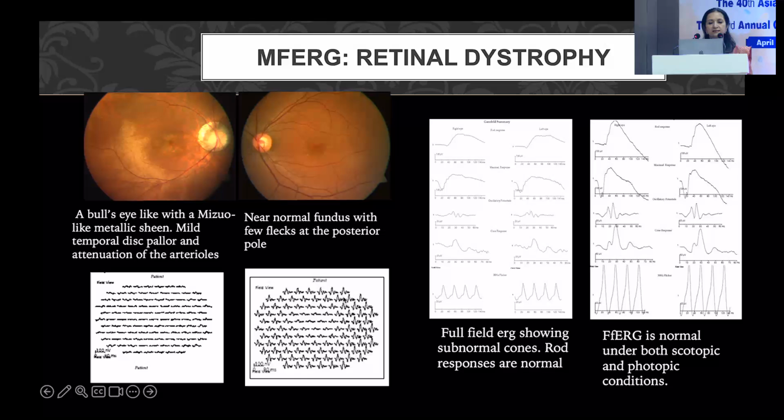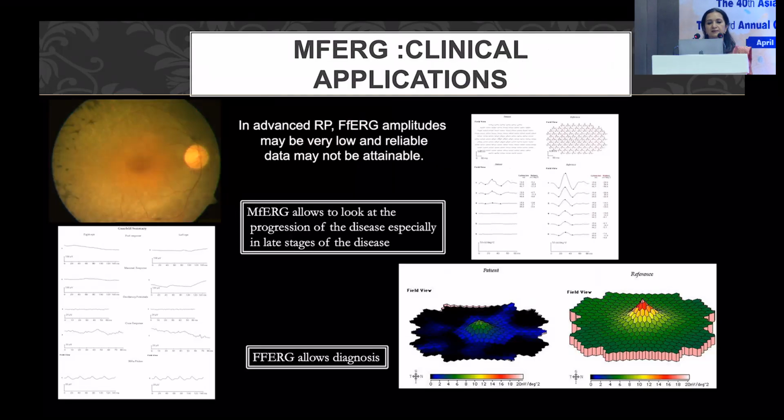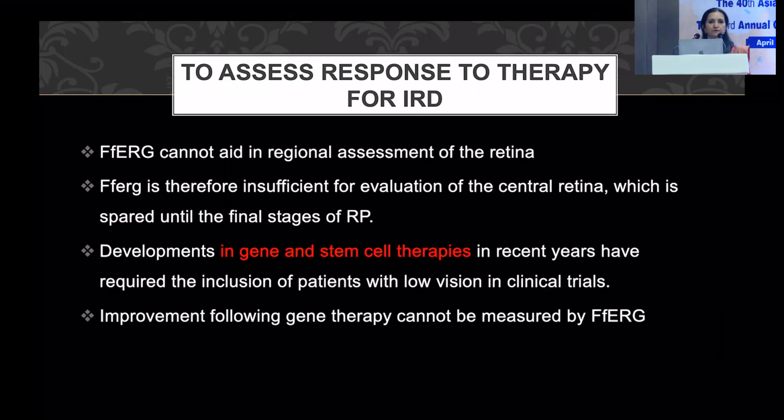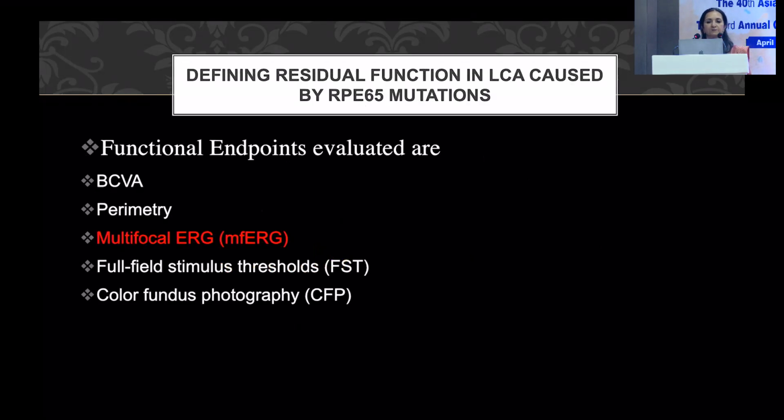In Stargardt's disease, you can see that the central area is the one which is depressed, but the periphery is better. In retinitis pigmentosa, as I showed, the central area responses may be better. This is again very useful, because in our latest cases of gene therapy, the only way you can find out whether the gene therapy is working or not is by doing an MFERG. Why? Because full field ERG still remains extinguished, and for you to see any measurable change in gene therapy, I think we are very far away from that endpoint.